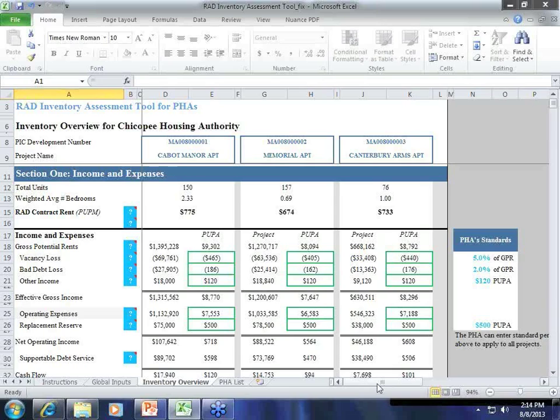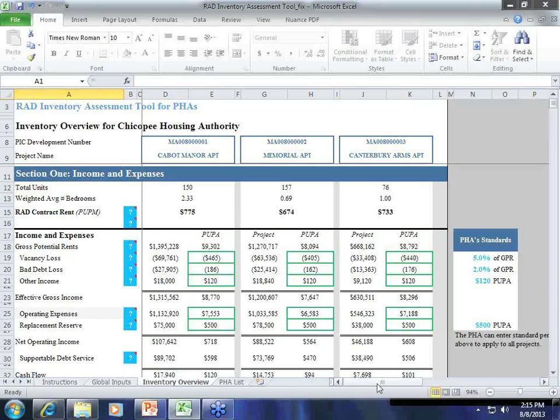And as I said at the top of the presentation, one of the most important things the tool does is it tells you what the Section 8 contract rents would be if these properties converted. So for Cabot Manor, the weighted rent would be $775 per unit per month. For Memorial Apartments, $674, and for Canterbury, $733.